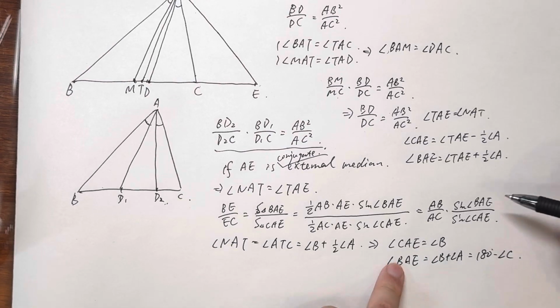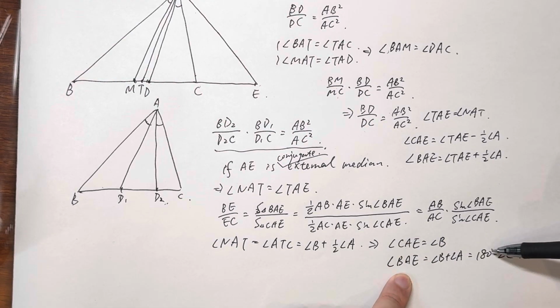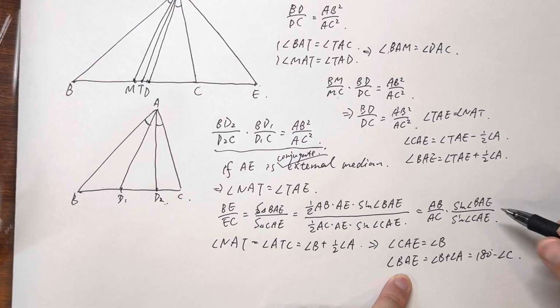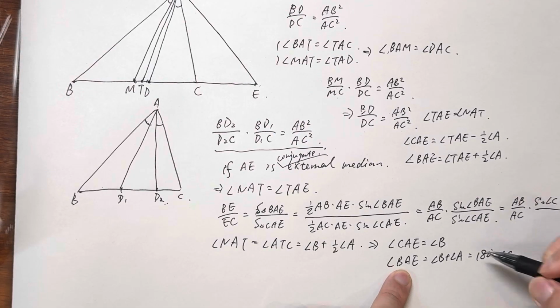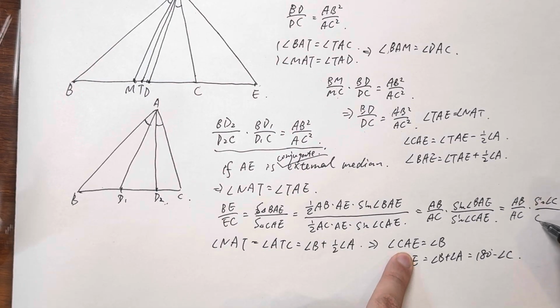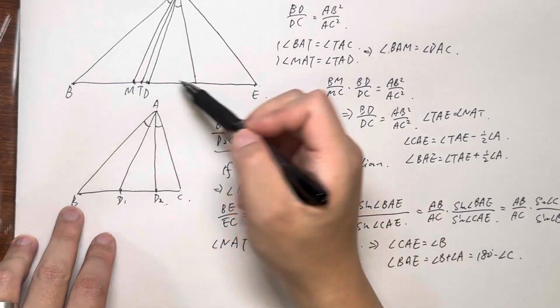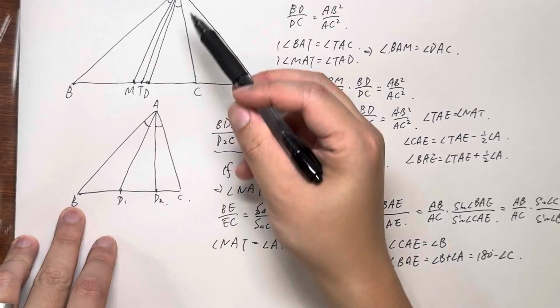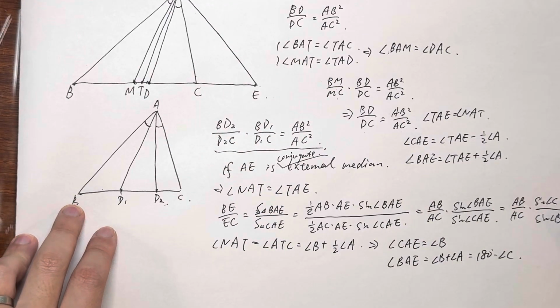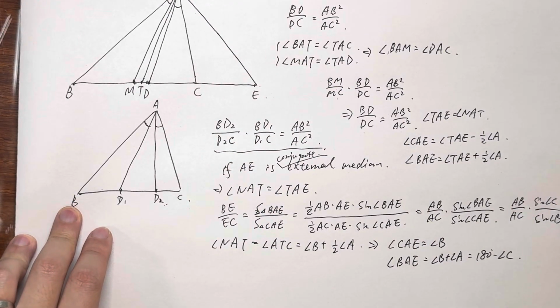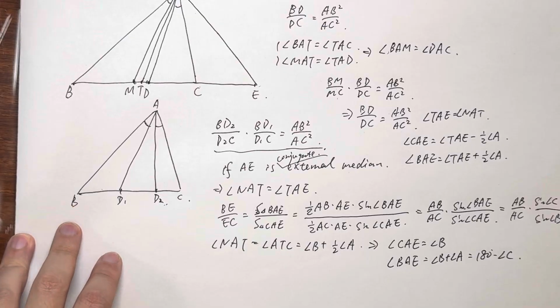Right? So let's look at the sine of angle BAE, which is the sine of 180 degrees minus angle C, which is sine angle C, right? So AB to AC times sine angle BAE is sine angle C, and sine angle CAE is sine angle B, right? So sine angle C to sine angle B, which is AB to AC. So it equals AB squared to AC squared.